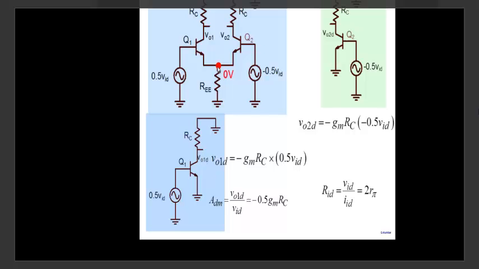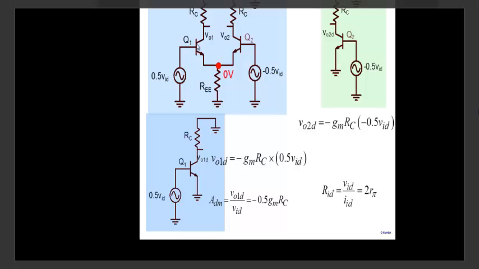Yes. Where current source? In place of RE, yes. That's what I'm saying. It doesn't matter what is below this particular point. I have a transistor, I have 2 transistors, 3 transistors, whatever you have.